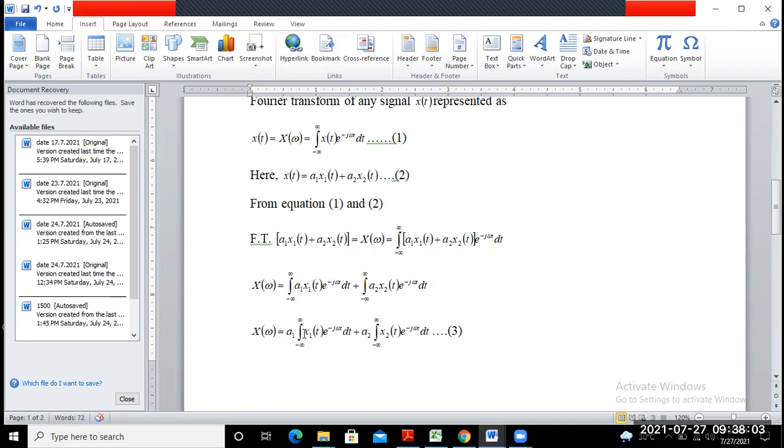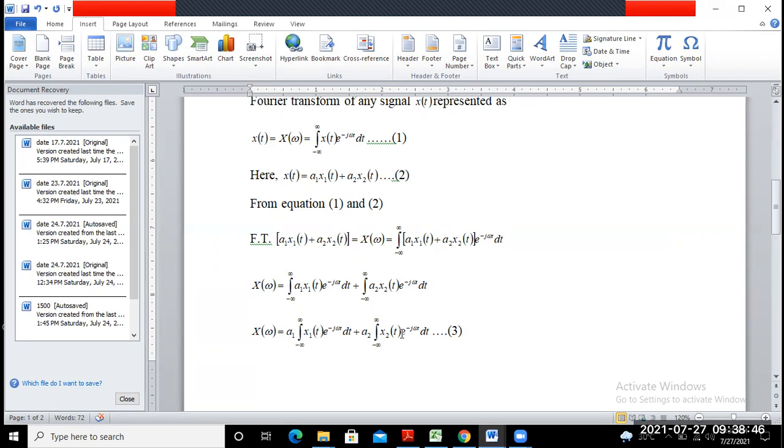So here x omega equal to minus infinity to infinity xt e to the power minus j omega t dt. If you concentrate here, then in place of xt you get here x1t. So instead of xt you have x1, and all the elements are same as equation number 1. So this part you can represent as x1 omega, in place of x omega.